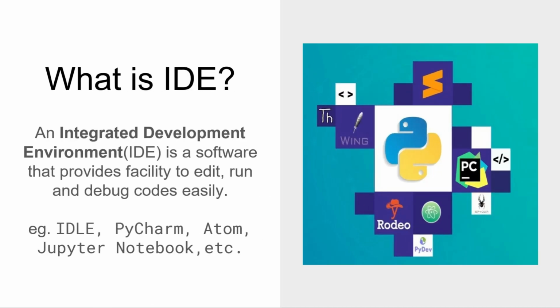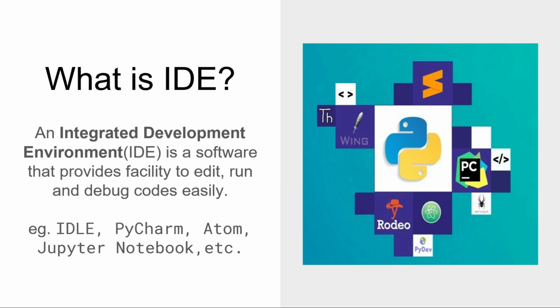Now we are going to discuss IDE. An integrated development environment or IDE is software that provides facility to edit, run and debug your code easily. Let us say you had a text editor. You can write your code there and from the command line you can compile and run. So this is a very hectic task. An integrated development environment would provide you facility to edit your code, run and debug your code easily.